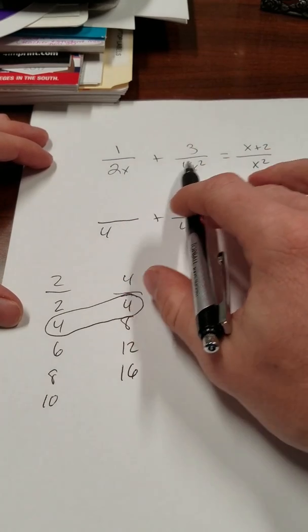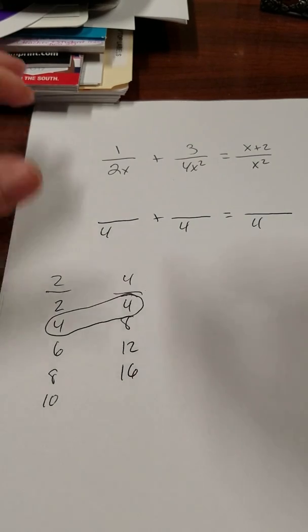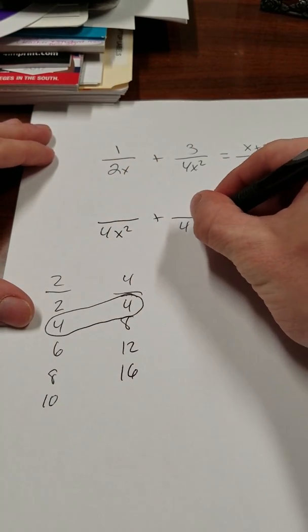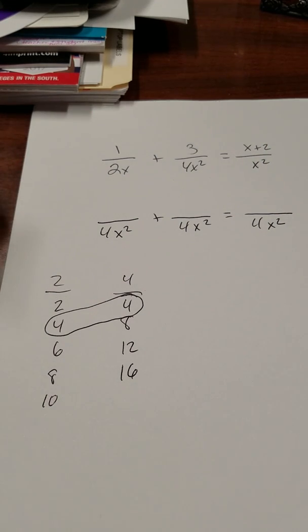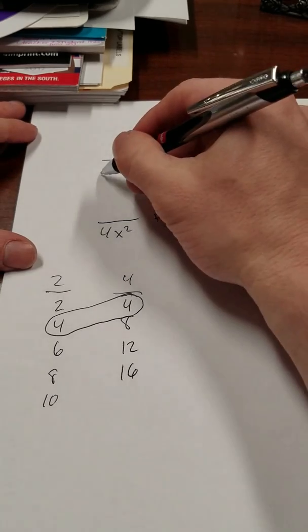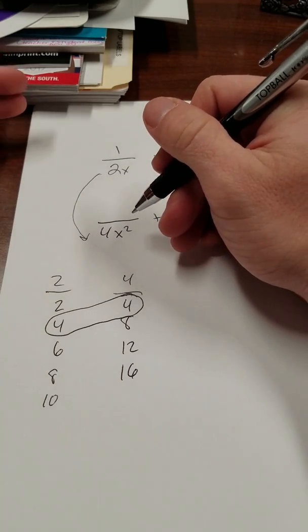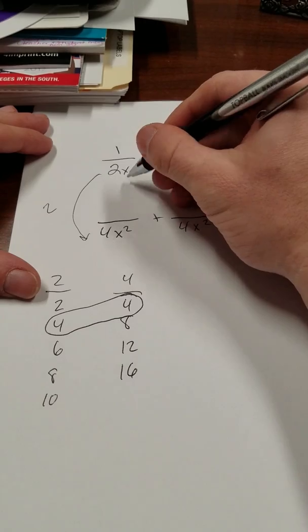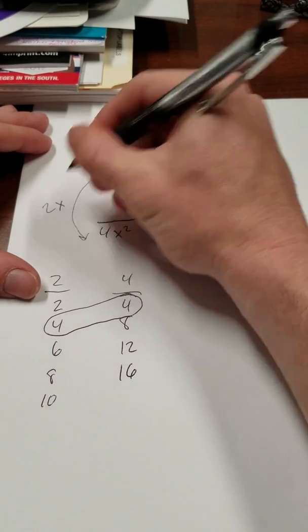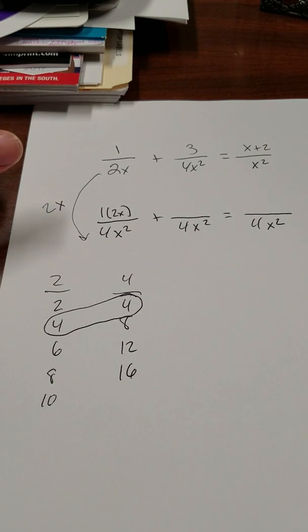Now look at this. We have x and x squareds. Choose the larger of the two. So that's going to be x squared. That gives us a common denominator. Okay? Now, once we have a common denominator, we have to work with the top. Well, how did I go from 2x to 4x squared? What did I multiply by? Well, 2 times 2 will give me the 4. I have an x. I need an x squared. That will give me an x. So that means I need to multiply the top by 2x.